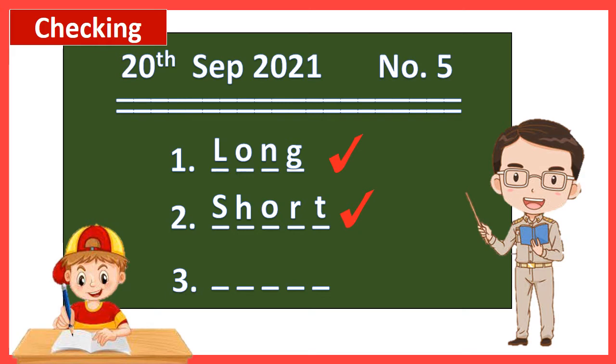What do you think is the word number 3? The word is third. Very good. Now repeat after me 3 times. Third, third, third. Now spell the word third. T, H, I, R, D. Third. Good job, kids.